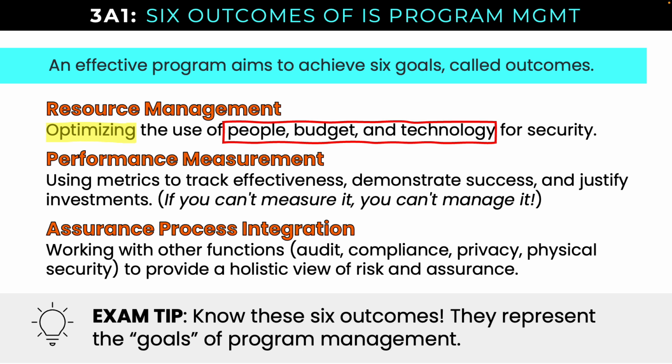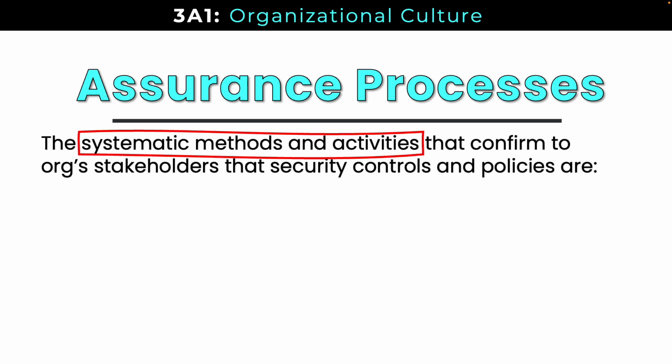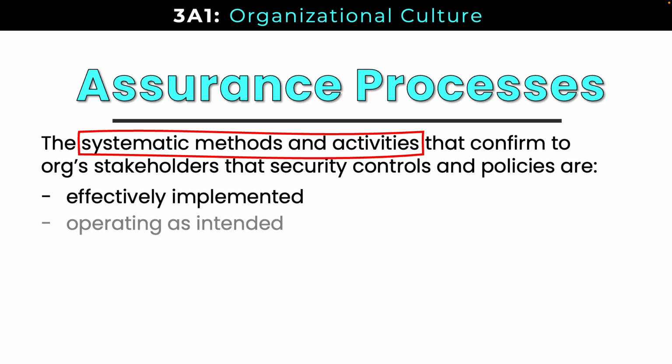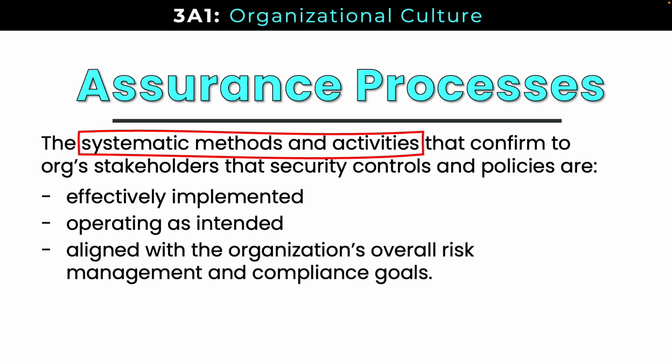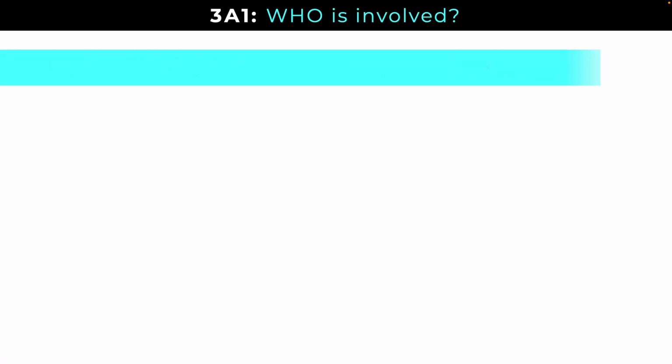I want to take a moment and refresh your memory on exactly what assurance processes means. We're talking about the systematic methods and activities that confirm to the organization stakeholders that security controls and policies are effectively implemented, operating as intended, and aligned with the organization's overall risk management and compliance goals. So a few examples here would include risk assessments, security audits, vulnerability scans, penetration testing, and compliance reviews. All assurance processes.